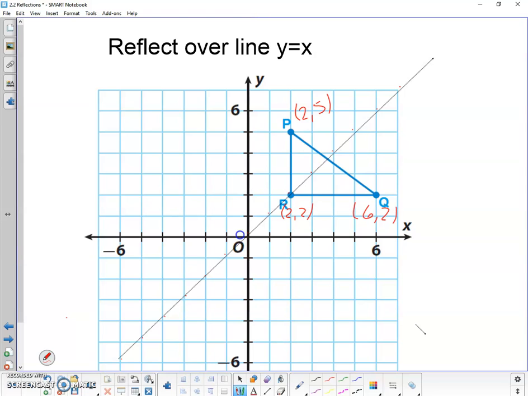First of all, what do you think is going to happen to this point R? If it's sitting on the line of reflection, how far away from the line of reflection is it? 0, right? It'll stay the same. So this is going to be our R prime. That's not going to change. You might flip it around the line and it still ends up back in the same spot, right?